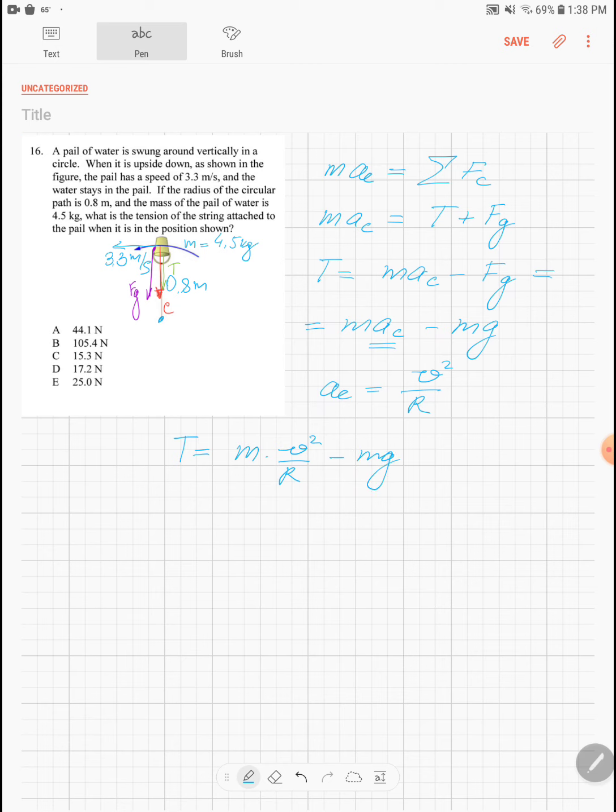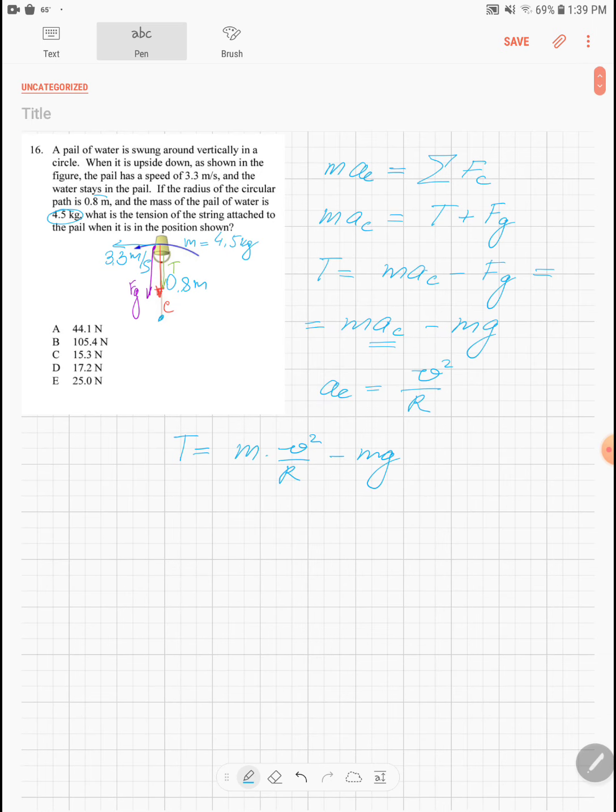So now we can substitute what we know. We know the mass of this bucket of water, we know the radius, and we know the speed. And we remember what g is: 9.8 meters per second squared. So substituting all the numbers, we will obtain 17.2 newtons, so the answer is D.